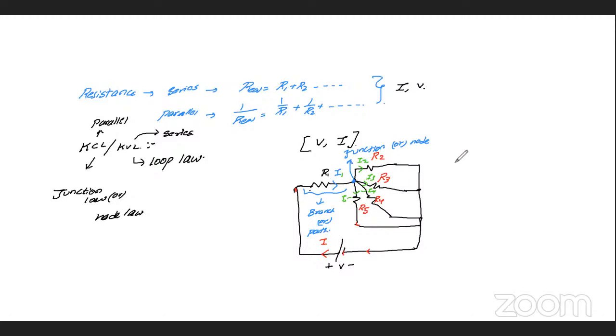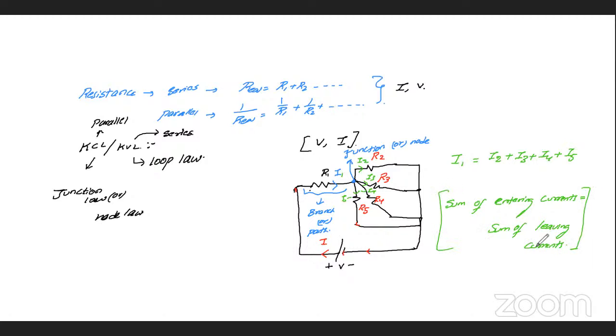From the junction law, or the KCL, I1 is equal to I2 plus I3 plus I4 plus I5. You know this already, right? The same thing I'll write as the KCL statement: the sum of entering currents is equal to the sum of leaving currents. Remember, sum of entering currents is equal to your sum of leaving currents.